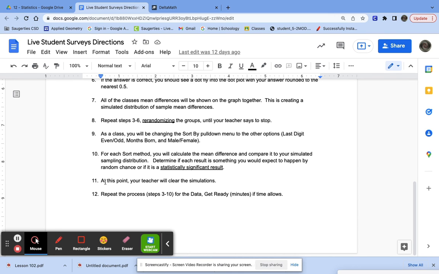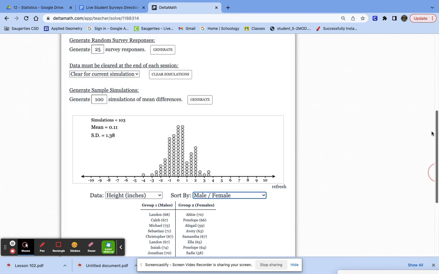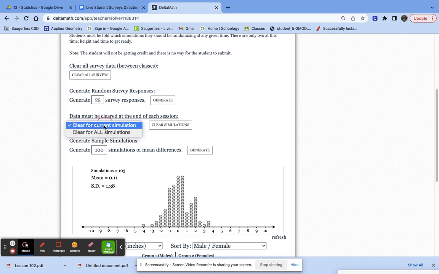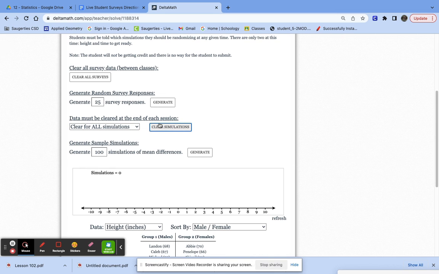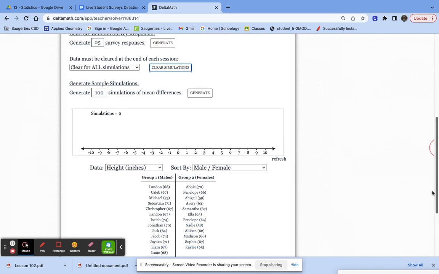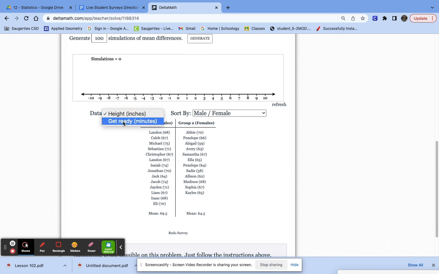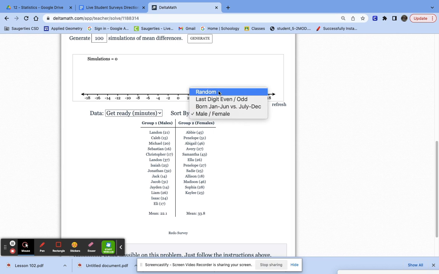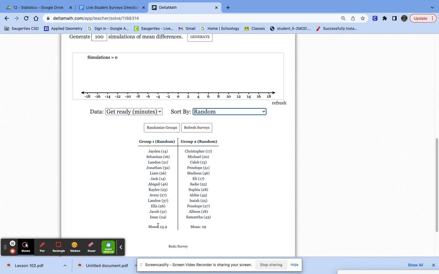Now, not for the video, but I can go through and do the same thing. I'm going to clear the simulations and we could do the same thing. So I'll show you just kind of what we would do in class. So I'm going to clear for all simulations. Okay, we still have our survey data down here. I'm going to change it to get ready. How long does it take you? And do random. And so we would do the same thing.